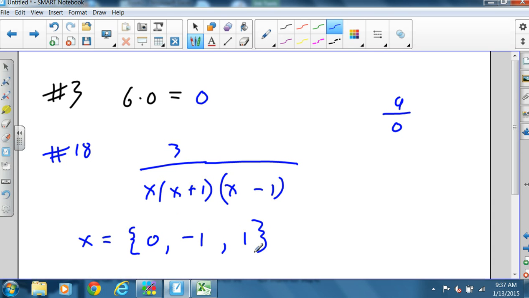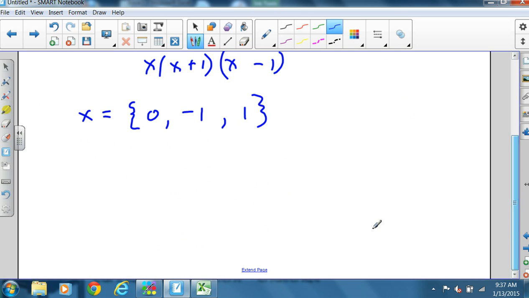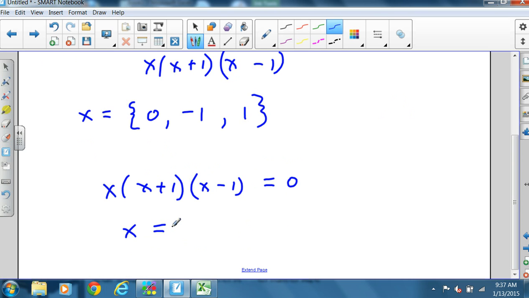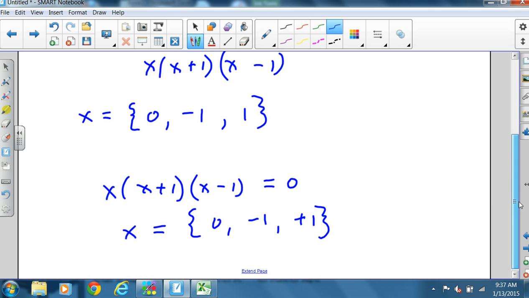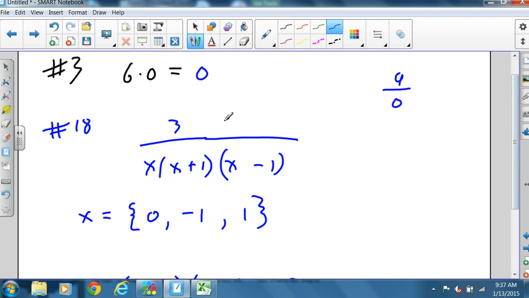So instead of asking you the question x plus 1, x minus 1 is equal to 0, find all the possibilities of x, which would be a reasonable thing to ask, right? And you say, well, x is going to be 0, minus 1, plus 1. Instead of asking that question, it asks the question, what are the values of x that make the equation meaningless?